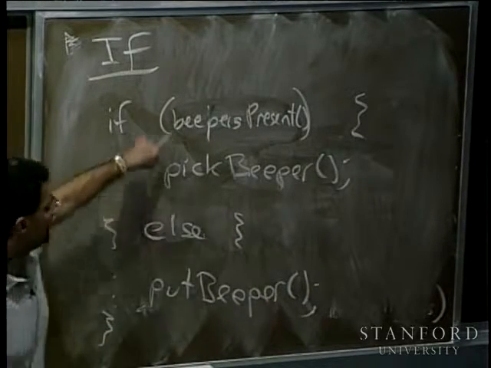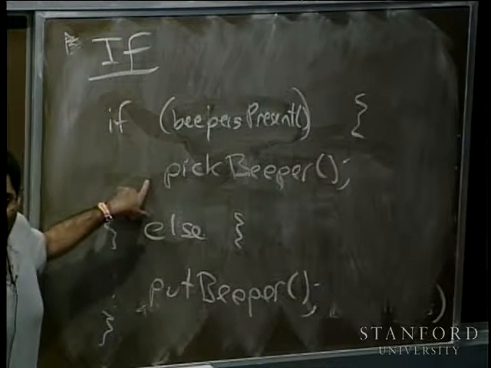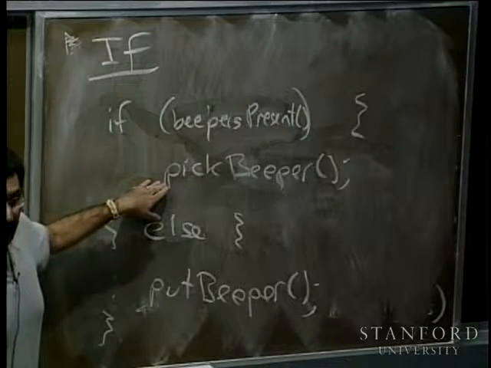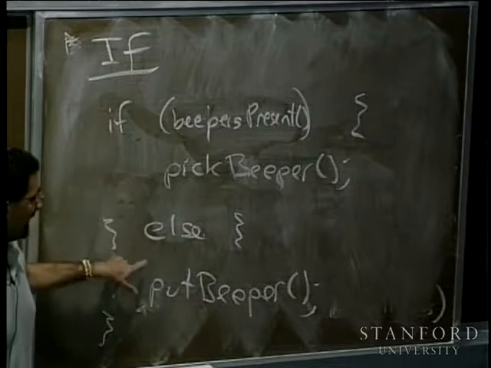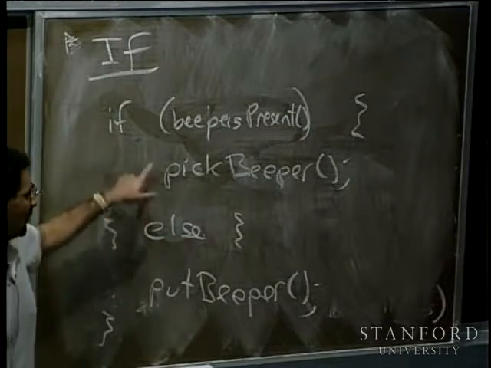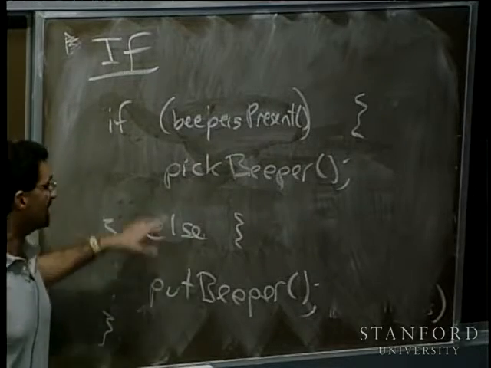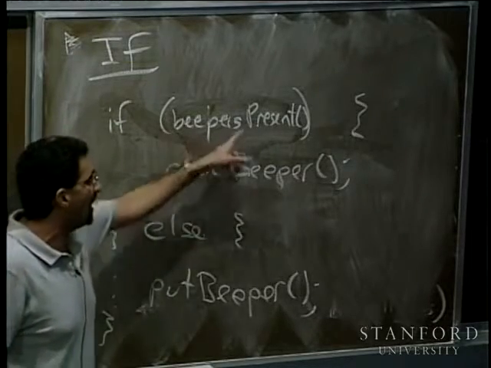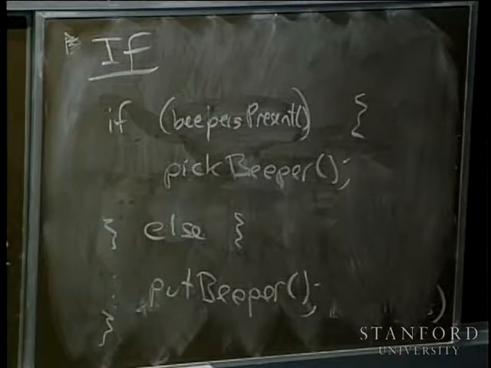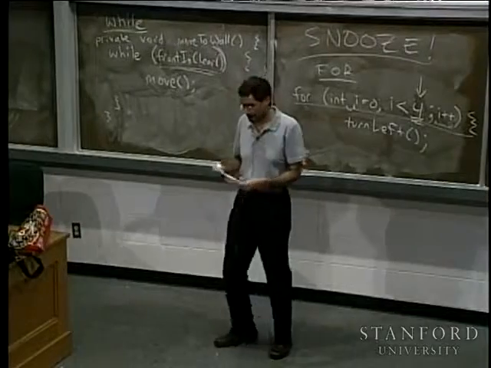So what this says is if there's a beeper present, then pick it up. If there is not a beeper present, it doesn't try to pick a beeper. It skips this part and does the part referred to by the else, so it will put a beeper. So it will only execute one of these bodies, and which body it does depends on whether or not there are beepers present. If it's true, it's this one. If it's false, it's that one. Okay? Question?